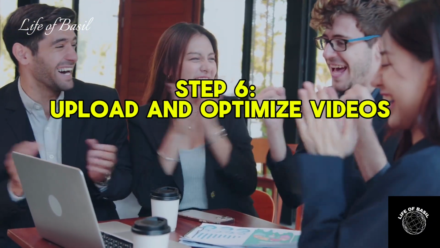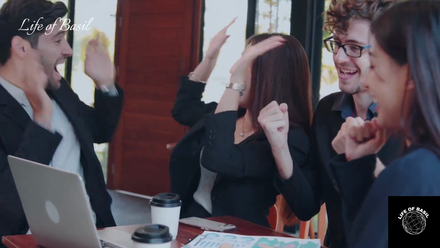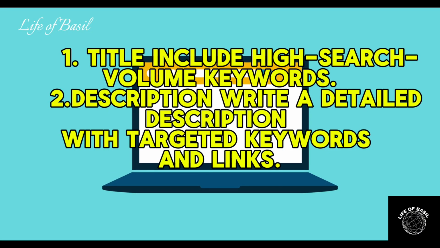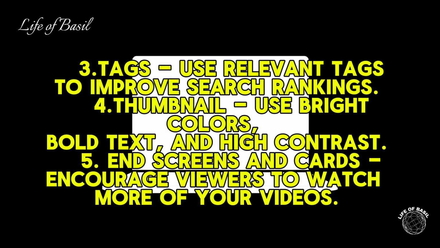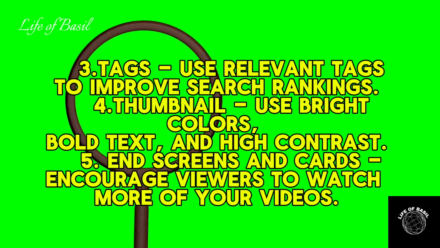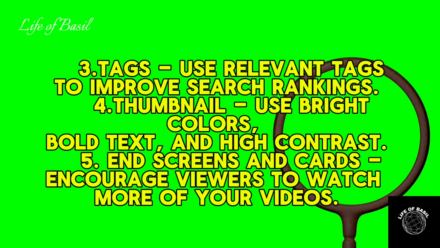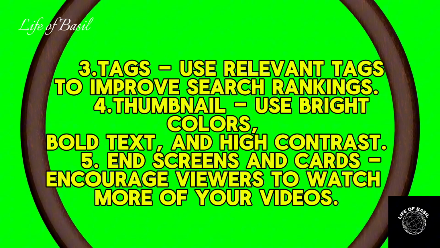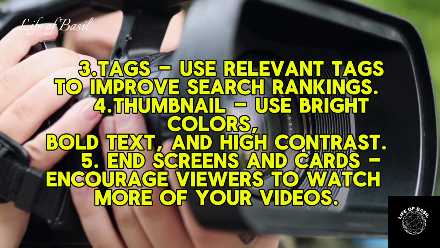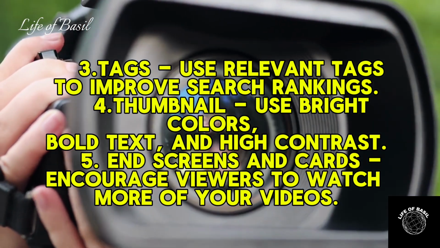Tip: start small with 1 or 2 videos per week, then scale as you find success. Step 6. Upload and optimize videos. 1. Title: include high search volume keywords. 2. Description: write a detailed description with targeted keywords and links. 3. Tags: use relevant tags to improve search rankings. 4. Thumbnail: use bright colors, bold text, and high contrast. 5. End screens and cards: encourage viewers to watch more of your videos.